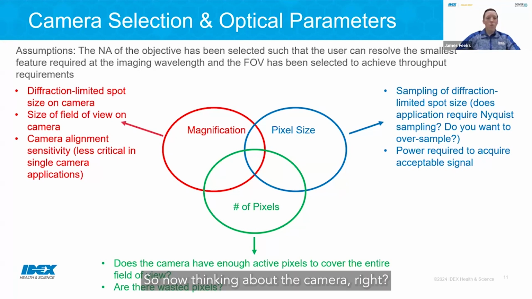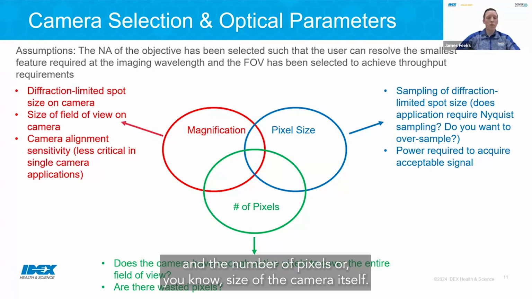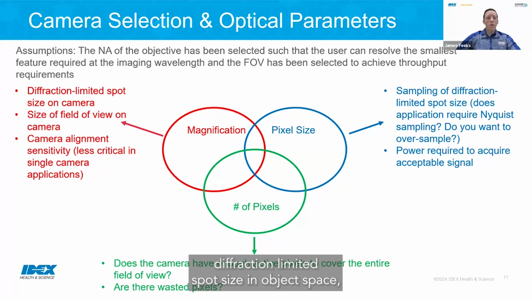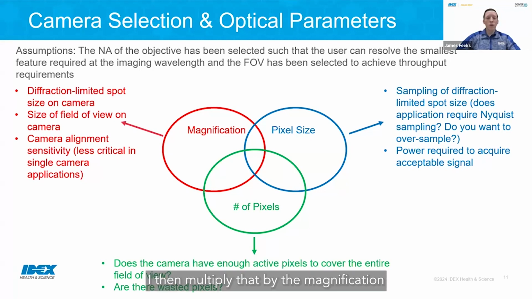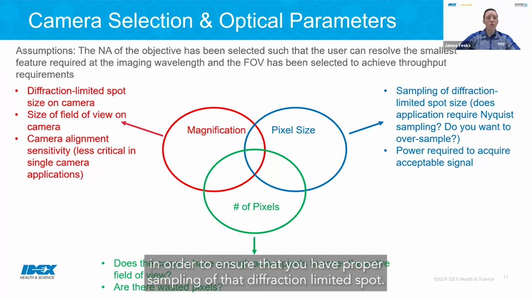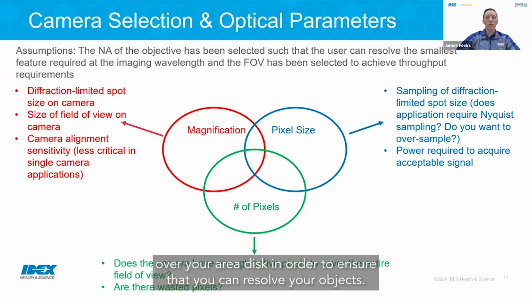So now thinking about the camera, right, I have a couple of different factors. I have the magnification of my system. I have the pixel size of the camera and the number of pixels, or size of the camera itself. So if I have my diffraction limited spot size in object space, I then multiply that by the magnification and I get my diffraction limited spot size on the camera. That's going to work together with the pixel size in order to ensure that you have proper sampling of that diffraction limited spot, right? So you want to have enough pixels over your Airy disk in order to ensure that you can resolve your objects.